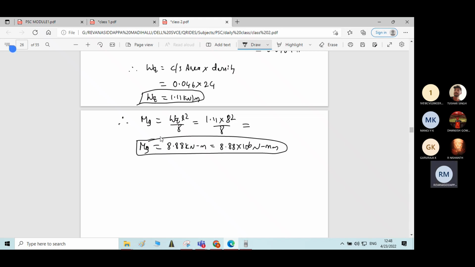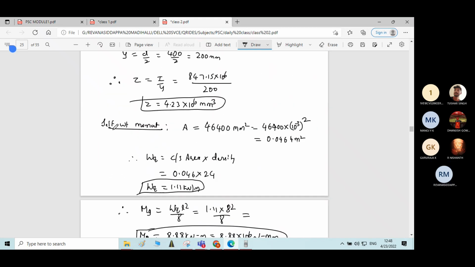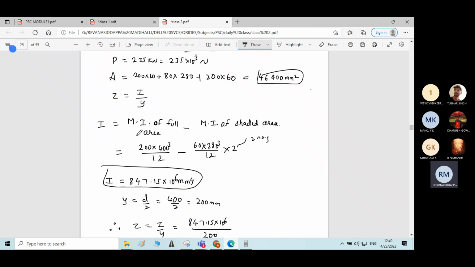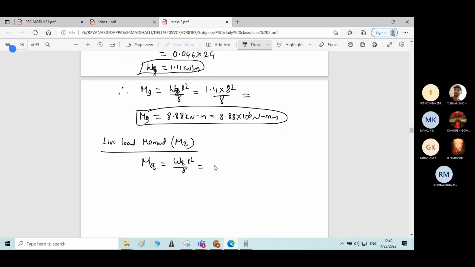And the live load moment, Mq, is equal to Wq L square by 8. Wq is how much? Here this is the live load, given as 4 kilonewton per meter. Therefore, 4 into 8 square divided by 8. So the answer is Mq equal to 32 kilonewton meter, or 32 into 10 power 6 Newton millimeter.